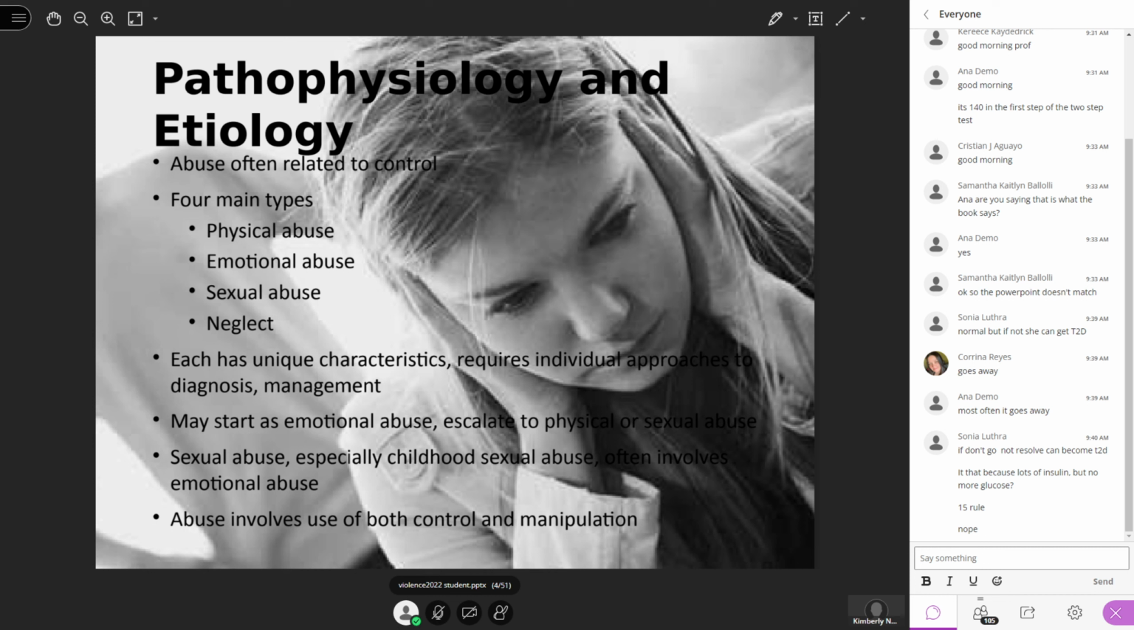Okay. We find that people who tend to abuse other people are doing it to gain control over the other person. We talked about it, I believe, in the past, that abuse can be physical, emotional, sexual, or categorized as neglect. Okay.